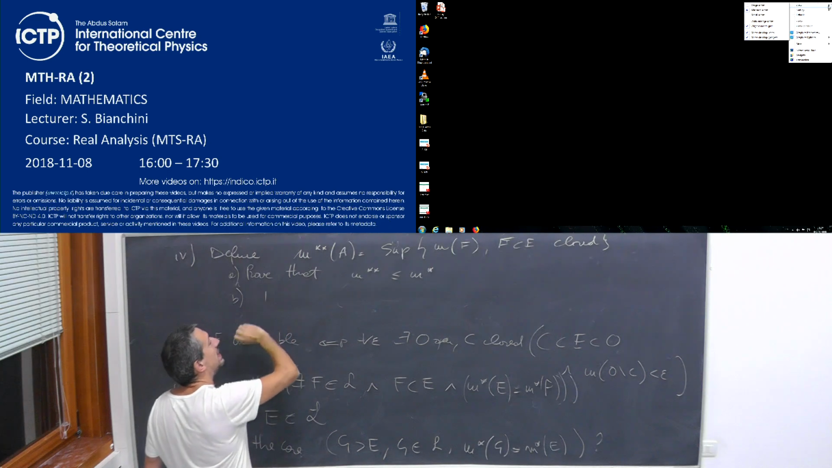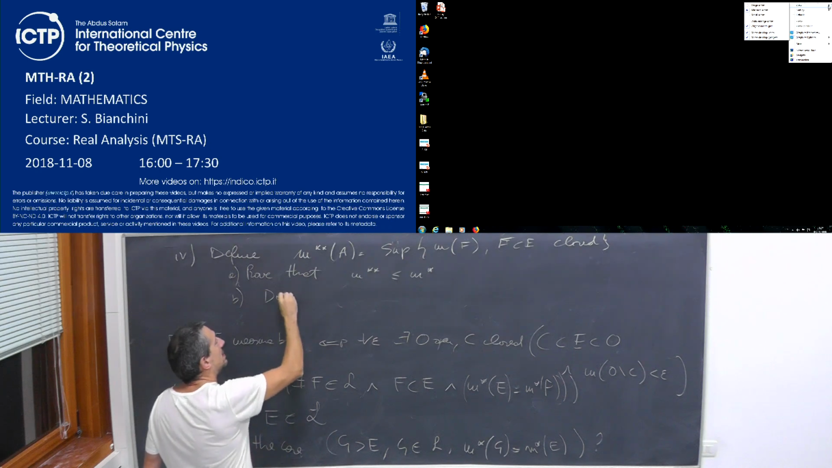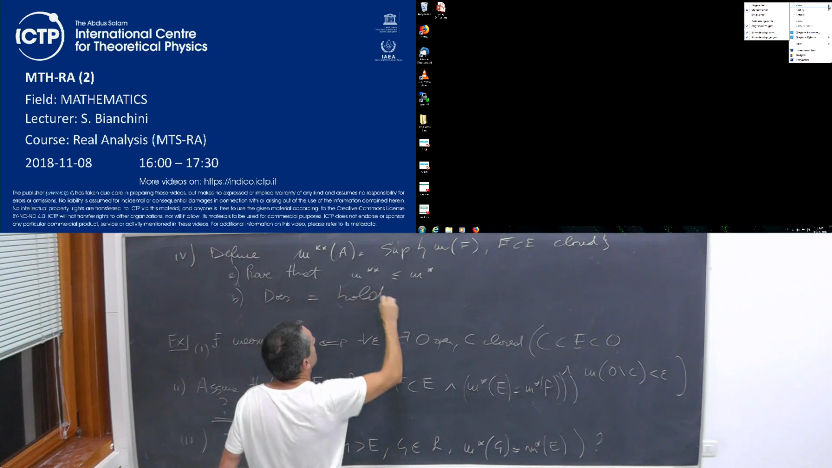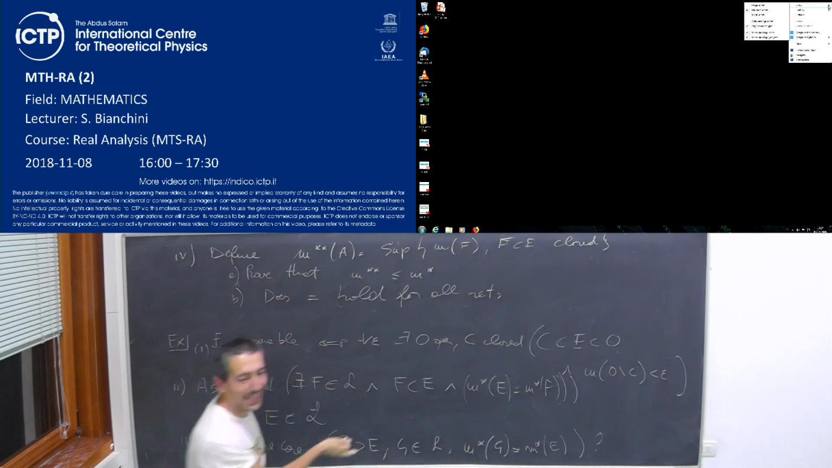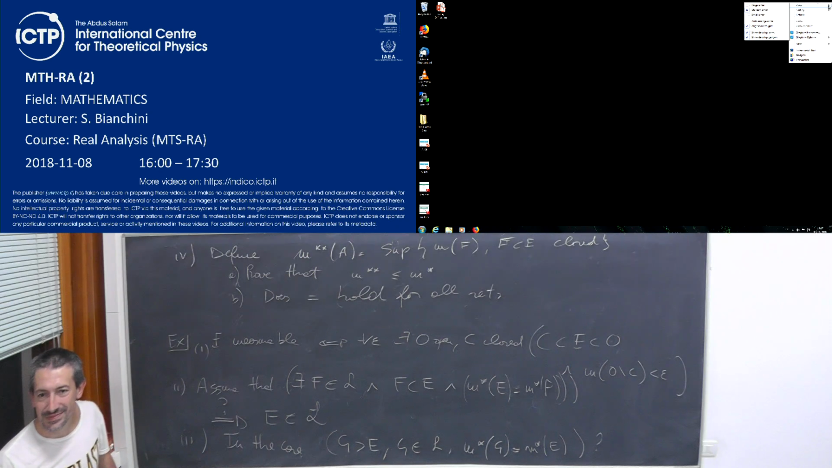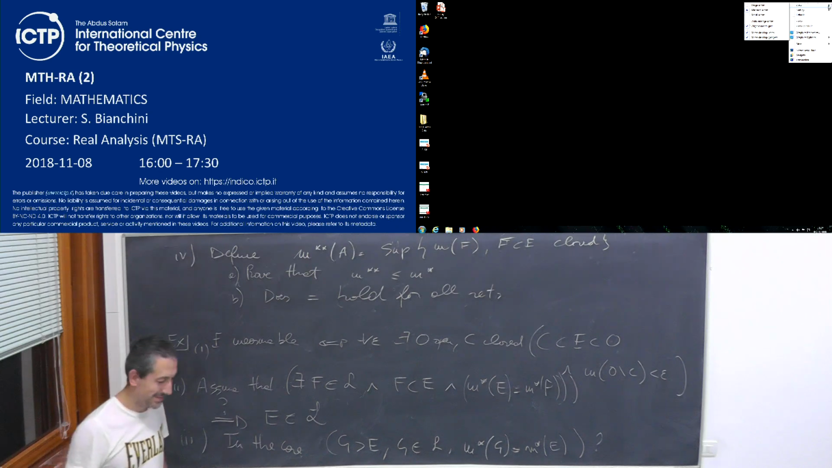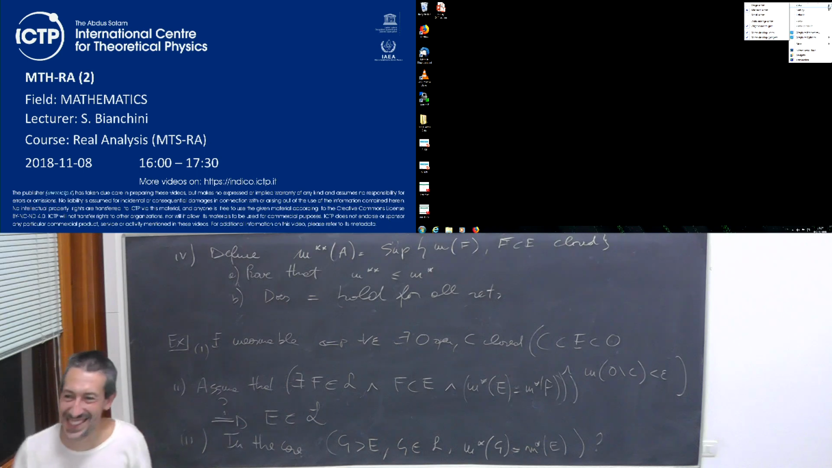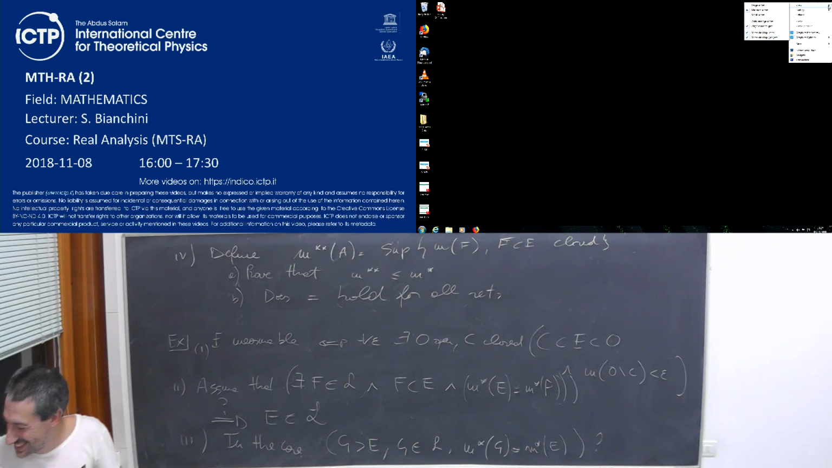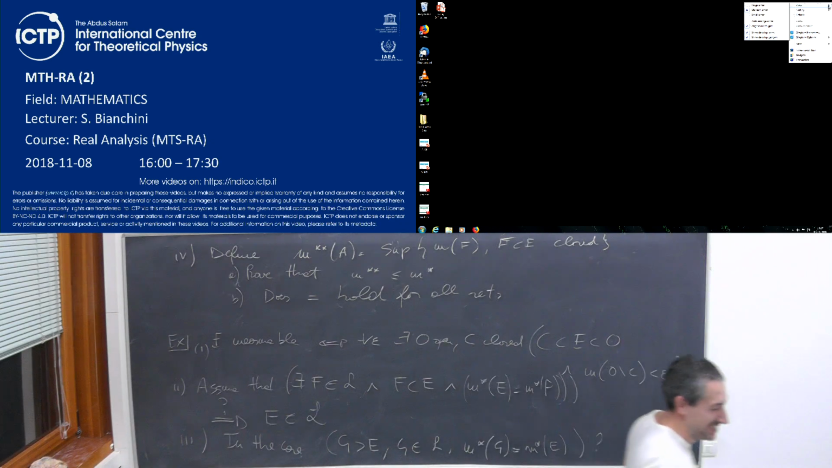Then, does equality hold for all sets? So these two are clearly related. I don't think it's true in general. Yes, we have to have measurability. They're equivalent in some way. For measurable sets, they would be. We've proven that they're equal for measurable sets. And for non-measurable sets? Non-measurable sets can in principle be approximated from inside but not from outside, or vice versa.